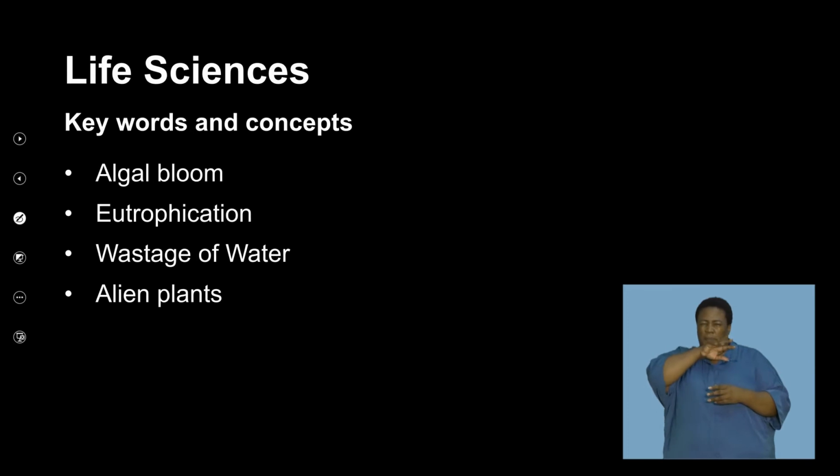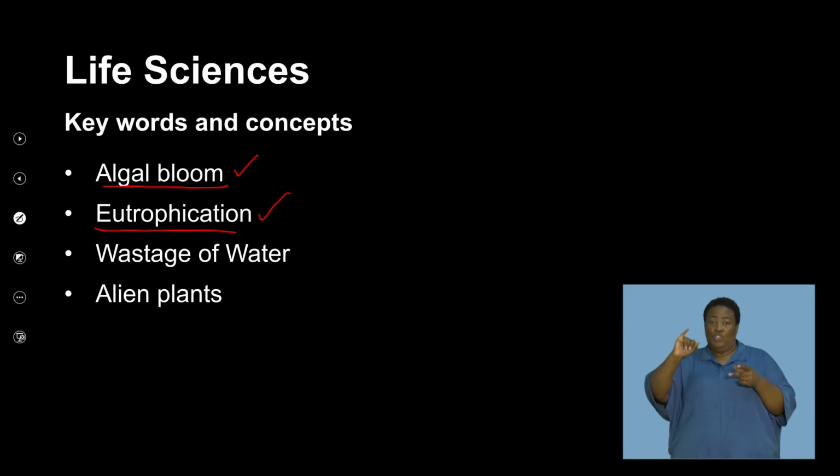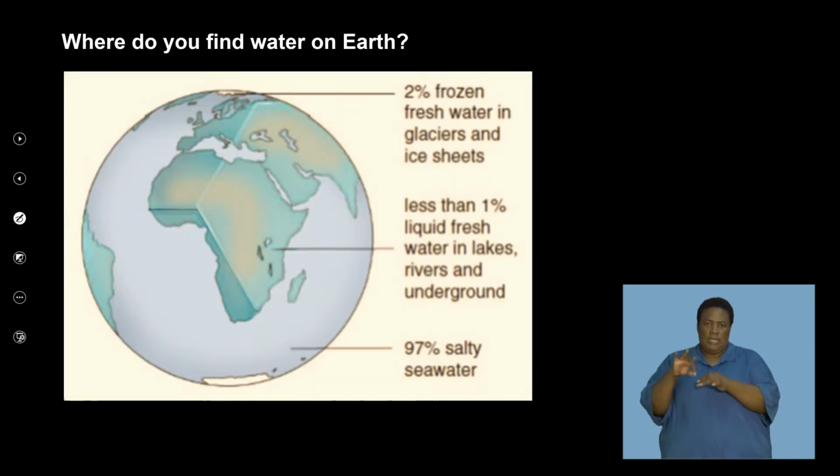affecting the water quality. We're going to spend a lot of time talking about algal bloom and what that means to water bodies, and a term you've probably been exposed to previously, the impact that fertilizers and nutrients have, called eutrophication. We're going to look at the wastage of water as an important concept in our conservation of water, and then, very importantly, what alien plants are and how they impact the availability of water in the water table and to other plants and organisms.